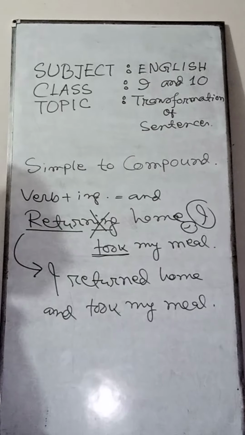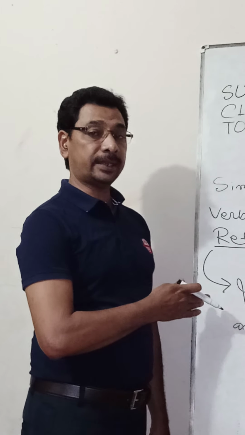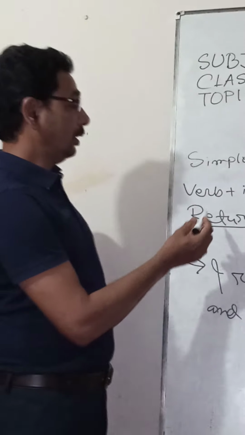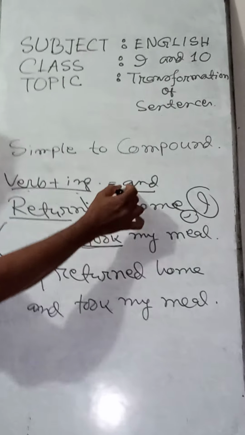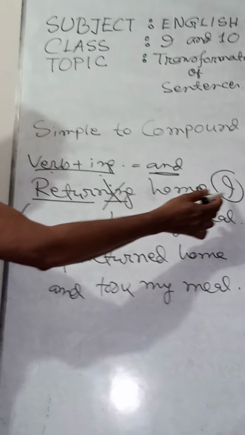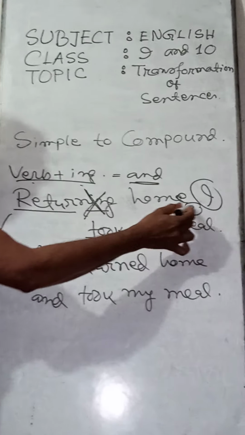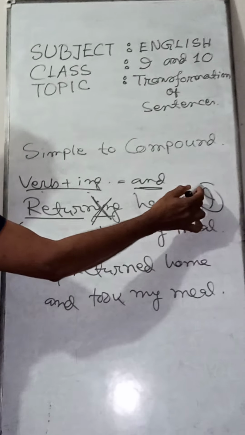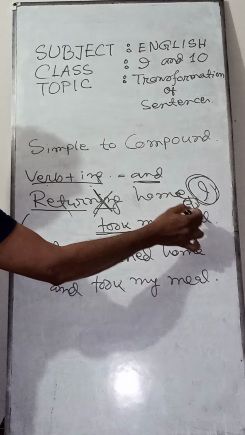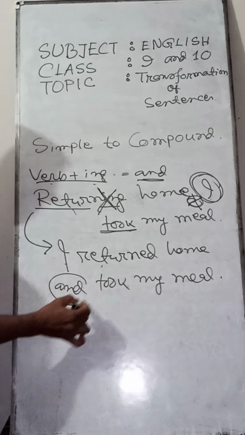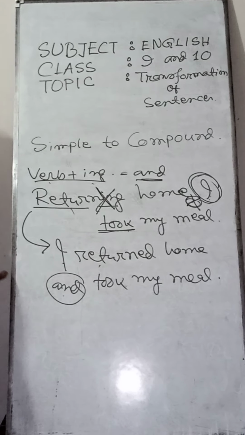I believe all of my students will understand this structure from simple to compound. Verb plus ing: this simple sentence you can change by adding 'and'. 'Returning home, I took my meal.' This is past tense, so you have to withdraw the ing and the comma, and take the subject first: 'I returned home.' Withdraw the comma and add 'and took my meal.' This is very easy and simple.